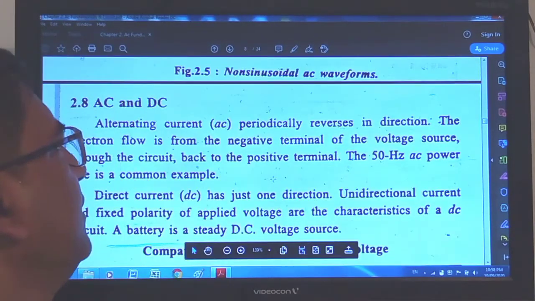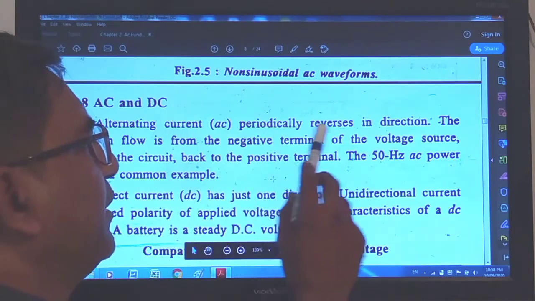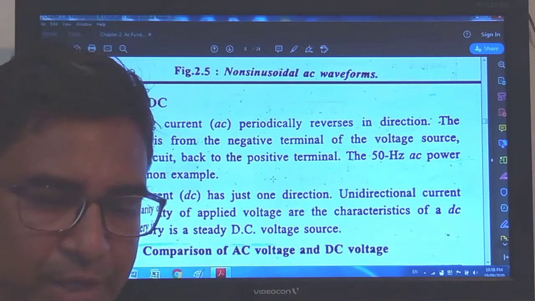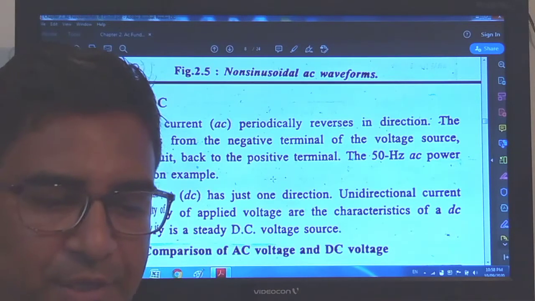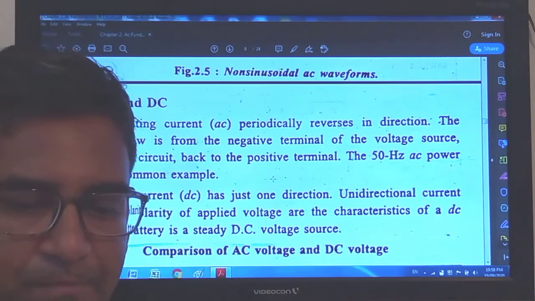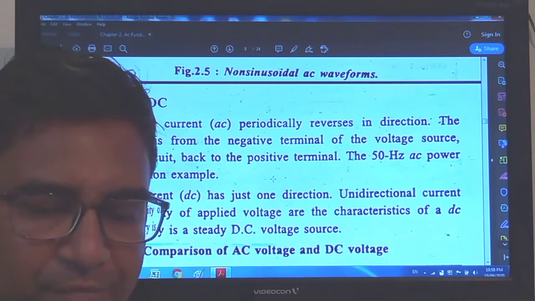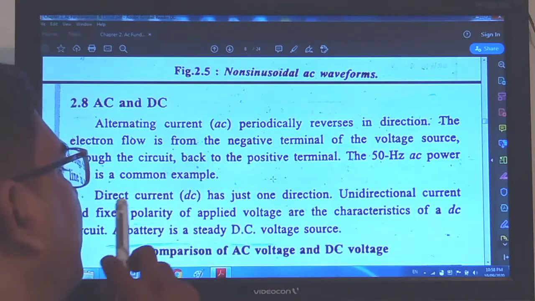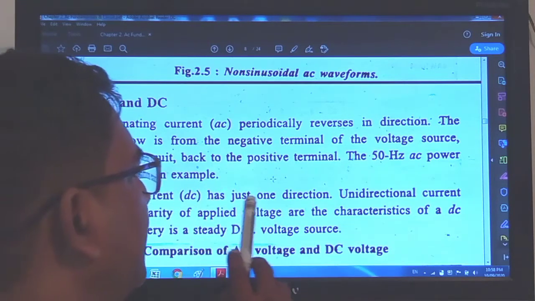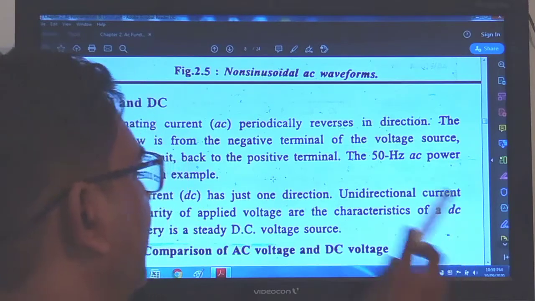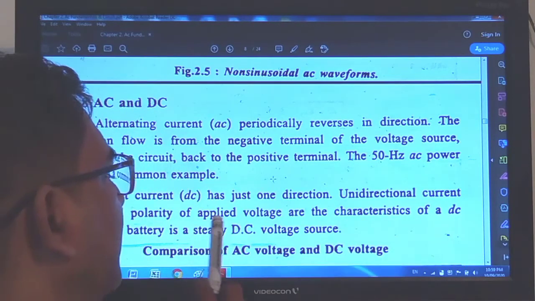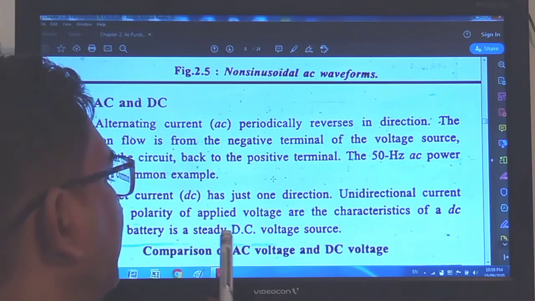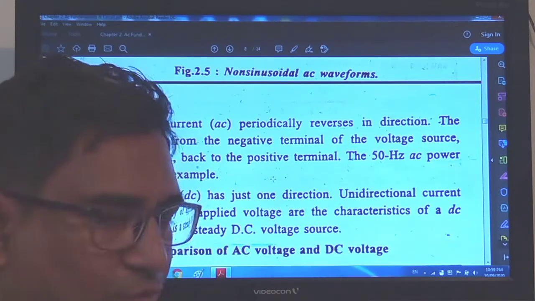Now AC and DC. Alternating current periodically reverses in direction. The electrons flow from the negative terminal of the voltage source through the circuit back to the positive terminal. The 50 Hz AC power line is a common example. Direct current has just one direction. It is unidirectional current with fixed polarity for the applied voltage. In a DC circuit, the battery is a steady DC voltage source.